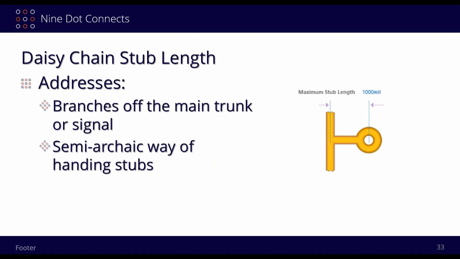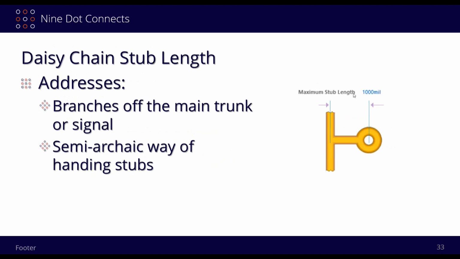Daisy chain stub length. Interesting creature. What do we have to say about this? This is something that was probably used many years ago and probably still used by some people today. But it was to handle branches off the main trunk of a signal, like a clock, or maybe off of a bus. It's a semi-archaic way of handling stubs at this point in design. Certainly with DDR3, you wouldn't want one of these. So just be aware of it.